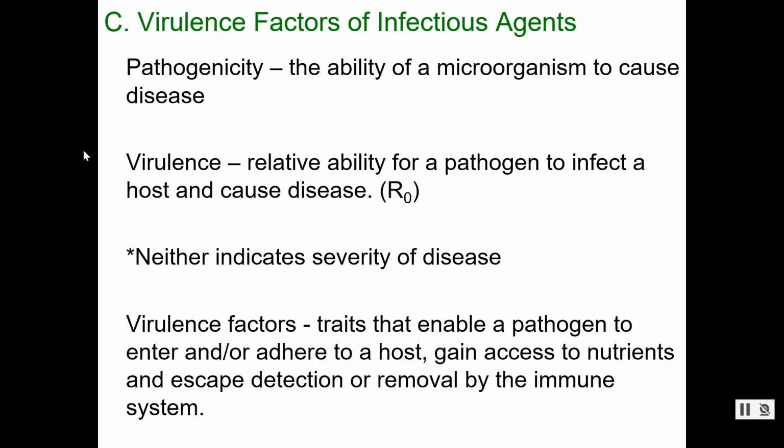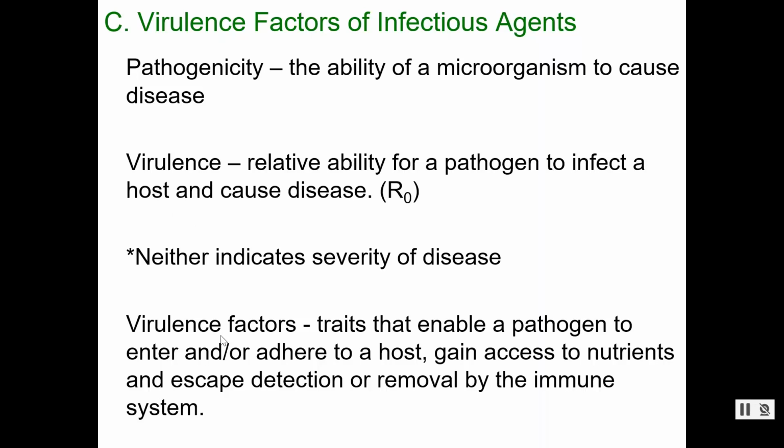All right, so there's a difference between pathogenicity and the word virulence. Virulence means the relative ability for a pathogen to infect a host and cause a disease. So pathogen means it can cause a disease, but virulent is a term to describe how likely it is to cause a disease. If we come in contact with this microorganism, we know it's a pathogen, it's capable of causing us a disease, but how likely is it to cause us a disease? And that's what we use when we're talking about virulence.